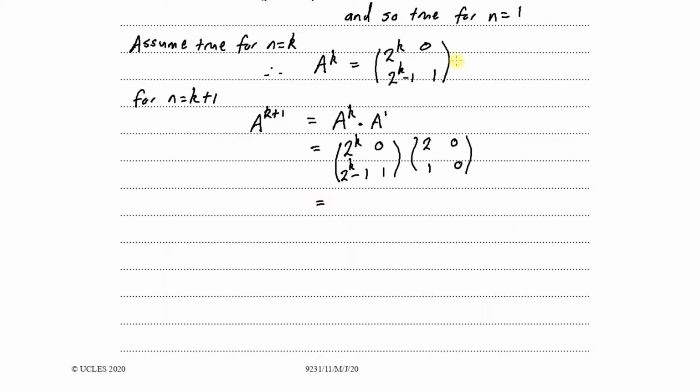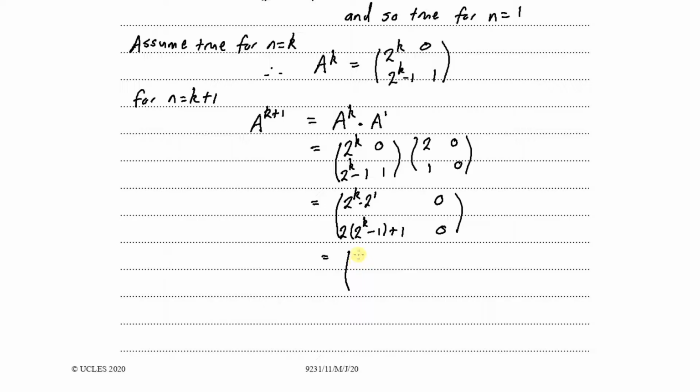So here I'll say this is 2 to the power k times 2, we get 2 to the power k times 2, and that's plus 0 times 1, so that's 0. And then 2 to the power k times 0 plus 0 times 0, we get 0. Then 2 to the power k minus 1 times 2, we get 2 times 2 to the k minus 1, and that's plus 1 times 1, so it's plus 1. And then 2 to the power k minus 1 times 0 plus 1 times 0, we get 0. So we can simplify this now.